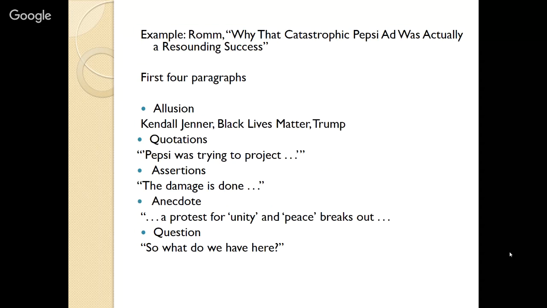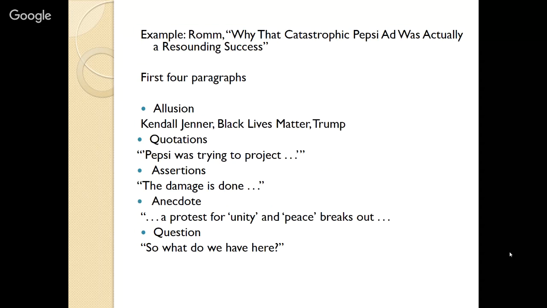And then the first line of the second paragraph is a question. "So what do we have here?" And then he goes on to include more of those techniques in the next few paragraphs, building up to his thesis in the fourth paragraph. "This commonplace problem should prompt us to consider the ad not within the context of the present political moment, but rather within the larger context of capitalism itself." And then note that he ends that paragraph with an extended quotation, this time coming from Mark Fisher's book, Capitalist Realism.